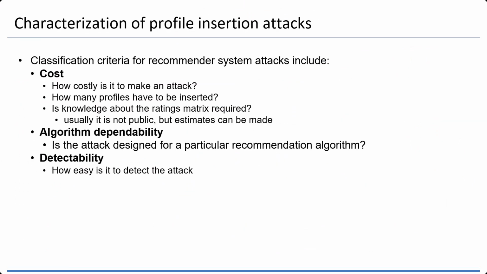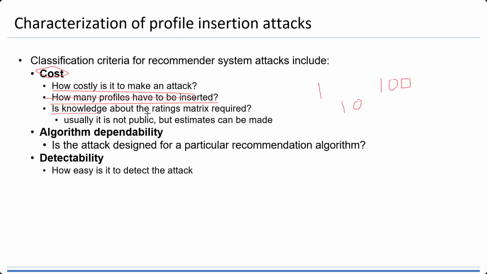So the classification criteria for recommender system attacks include cost. Of course, if you want to be an attacker, you need to think, what is the cost? The cost means how costly is it to make an attack? And how many profiles have to be inserted? So if you insert only one profile, it's useless. If you insert 10 profiles, it's also useless. You need to give maybe at least 100. And how can you make a big number of users? Nowadays, whenever you make an account, you need to give some credential. You need to put your email and so on. So it's not easy to make new users.